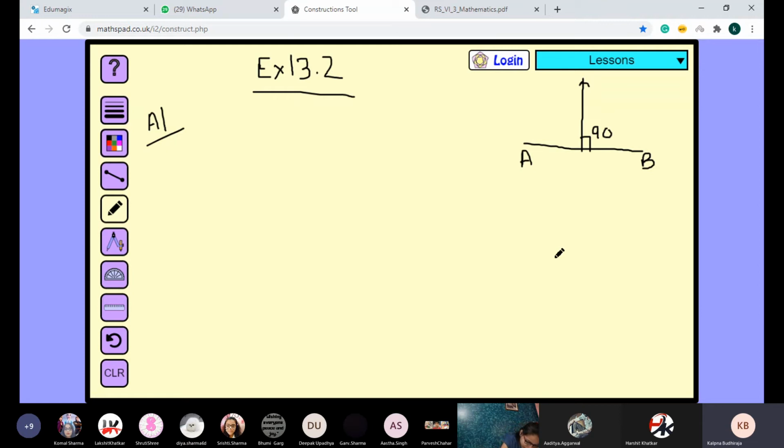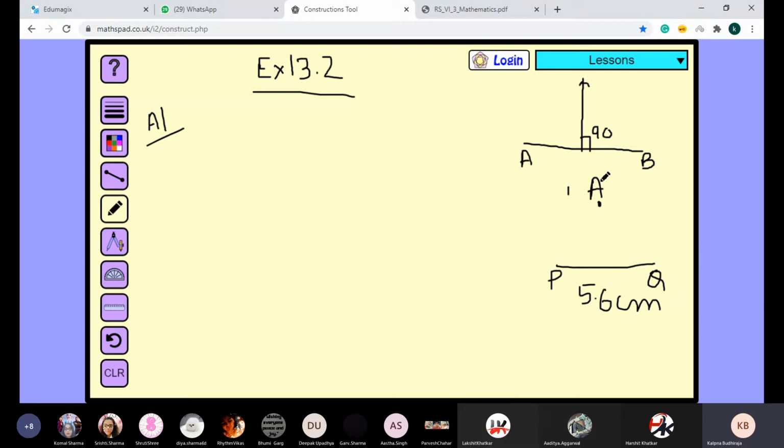All of you observe the rough diagram. So in the question it is given PQ which is of 5.6 centimeter. We will choose a point A outside PQ. You can take the point anywhere, but it is preferred to take the point above the line. आप below the line भी ले सकते हो, ठीक है?